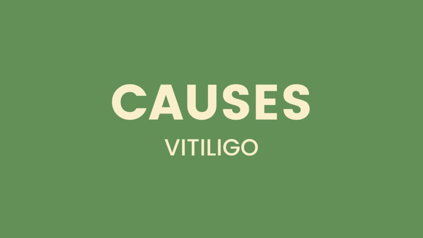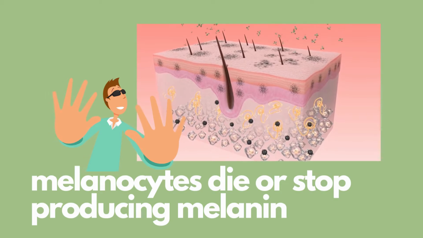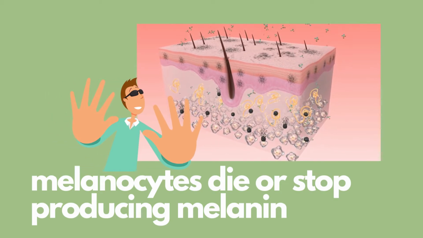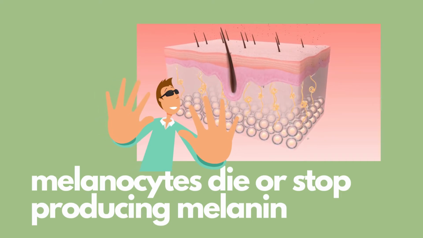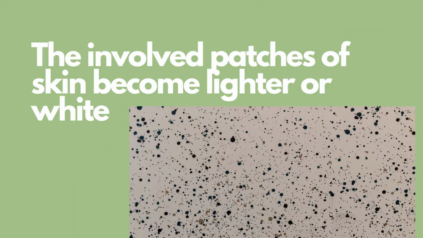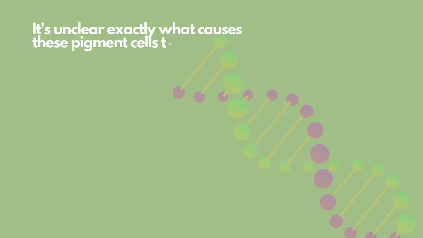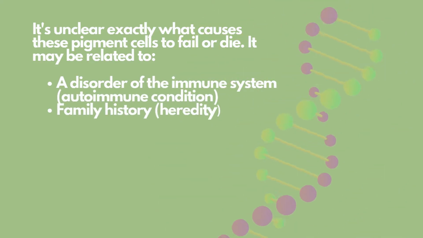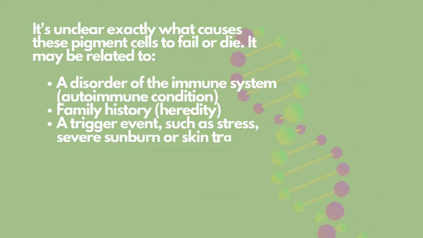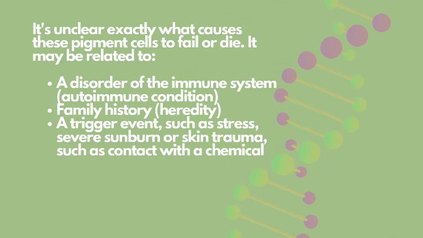Causes of vitiligo. It happens when melanocytes die or stop producing melanin. This results in the involved patches of skin becoming lighter or white. It is still unclear exactly what causes these pigment cells to fail or die, but it might be related to the immune system, family history, or a trigger event.